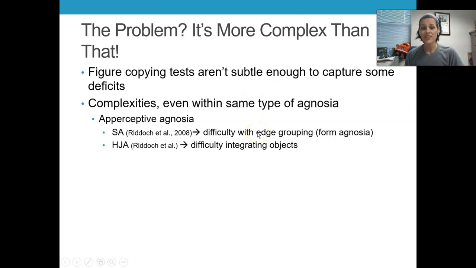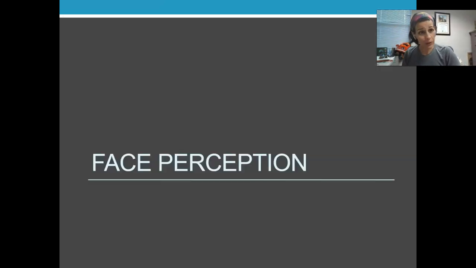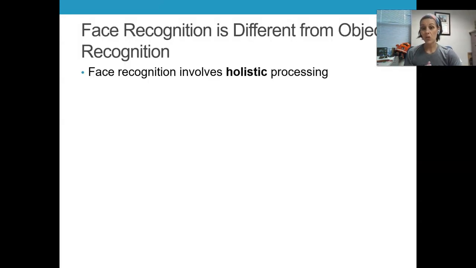SA, one of the patients, had difficulty grouping edges together to help understand object form and shape. On the other hand, HJA had difficulty integrating objects together. So the problem was not coming up with form, it was integrating multiple forms. So now we're going to finish up by talking about face perception and whether it's special.